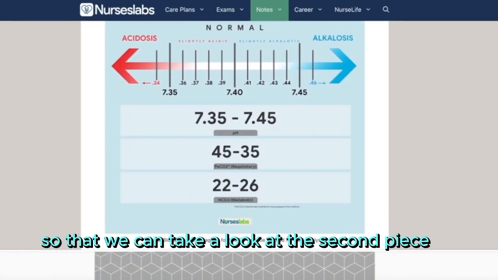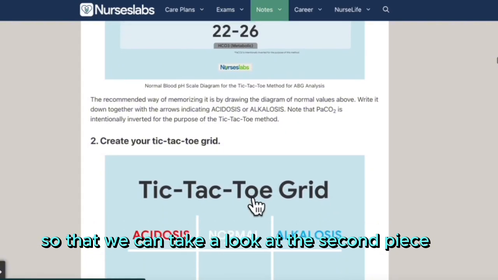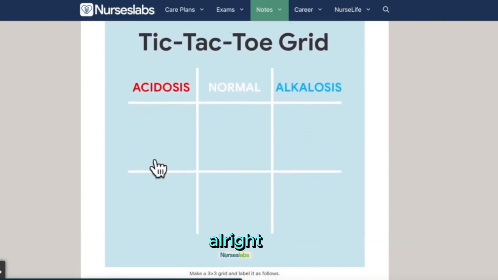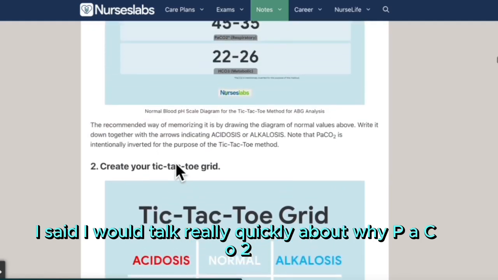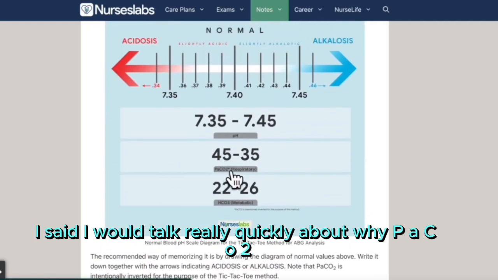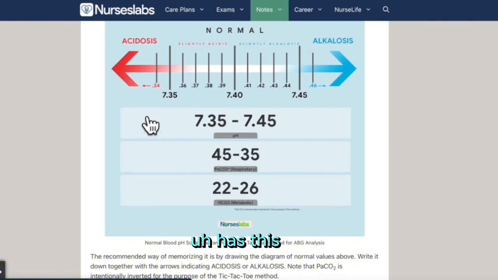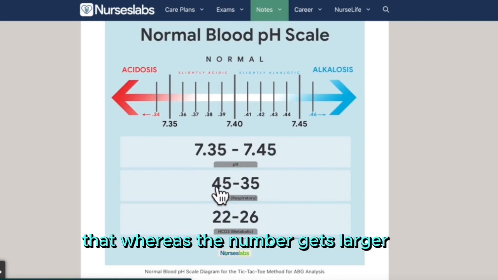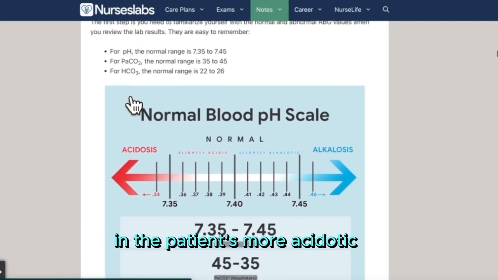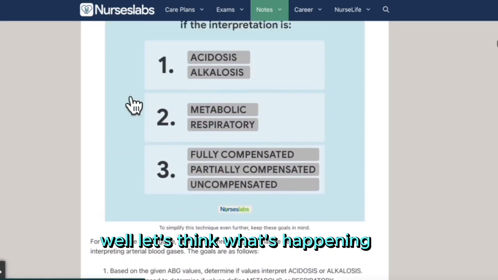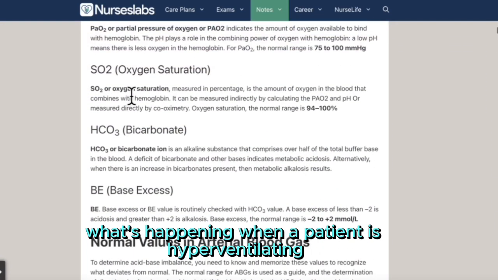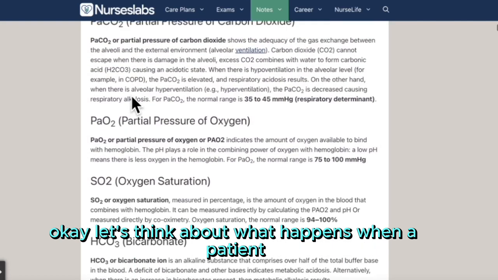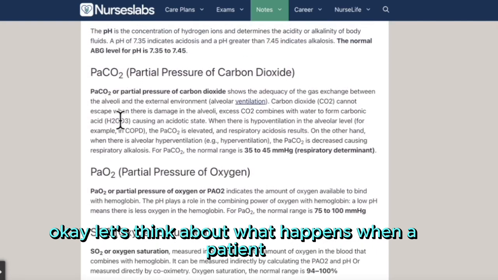All right, so that we can take a look at the second piece of the tic-tac-toe method. Oh, I said I would talk really quickly about why PaCO2 has this difference in presentation, whereas the number gets larger and the patient's more acidotic. Well, let's think about what happens when a patient is hyperventilating.